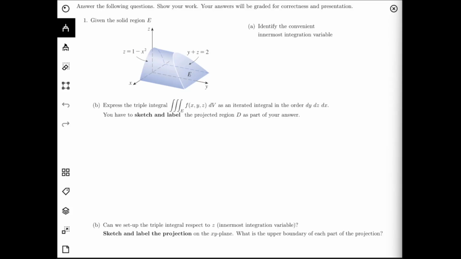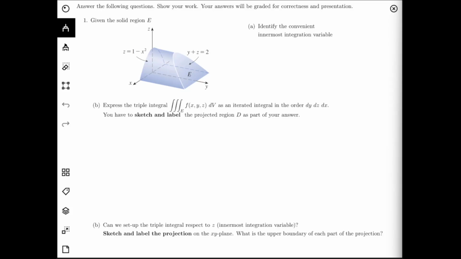We're going to work through a couple problems with triple integration to find the volume of a solid. So, for part A, identify the convenient innermost integration variable. Alright, for this, what we want to think about is the direction in which we take our last integration. We don't want it to be multiple integrals.